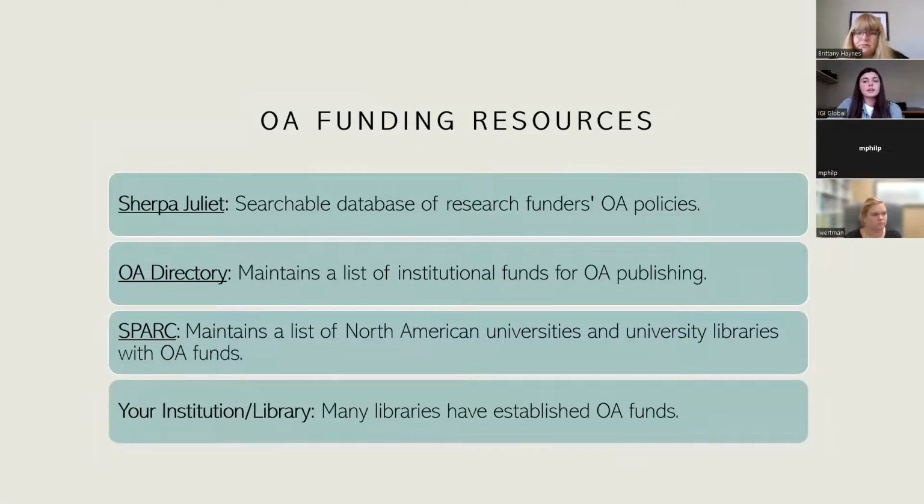Publishers do recognize the difficulty and toll that can be placed on the author to secure open access funding. Many of them provide resources such as Sherpa Juliet, the Open Access Directory, and Spark for those who are on the hunt for funding. It is also encouraged that the authors check with their institution's library, as many already have dedicated open access funds established. And as I mentioned before, Brittany will touch on those a little bit later.